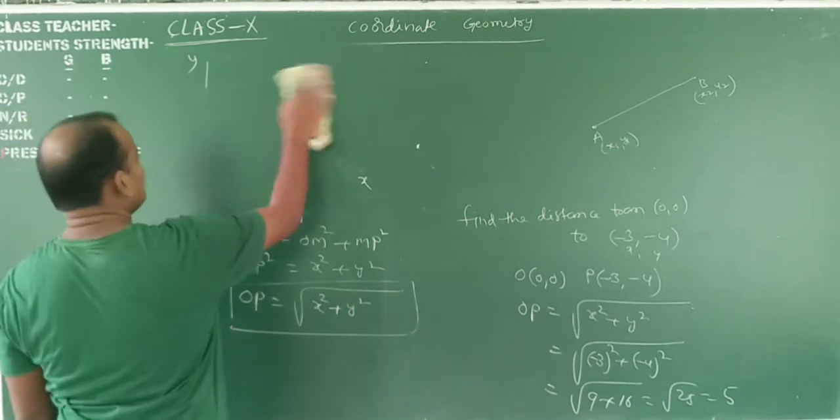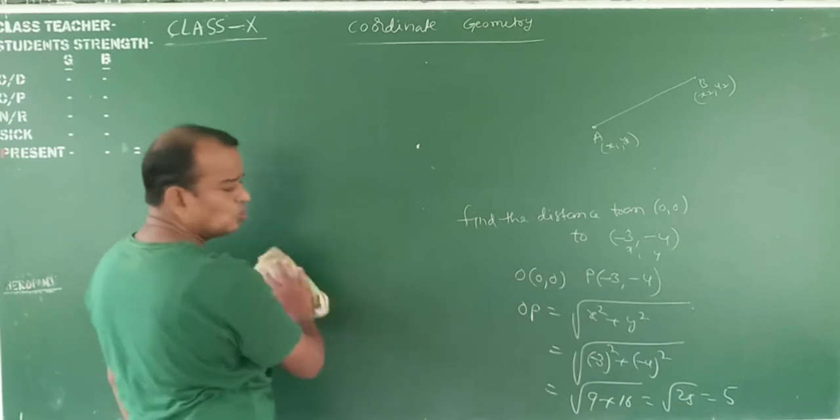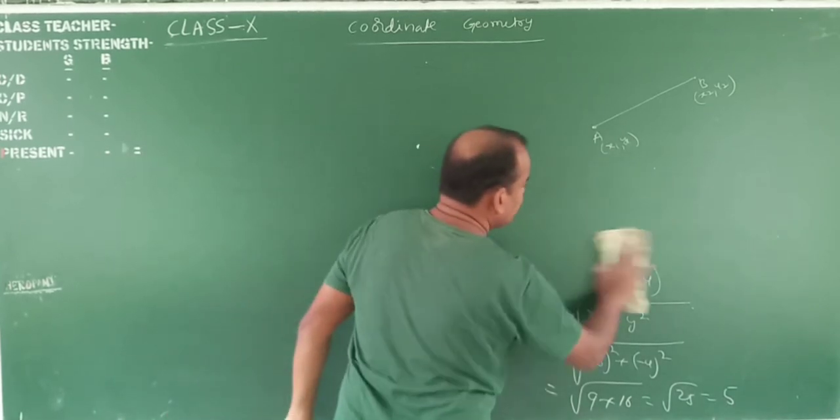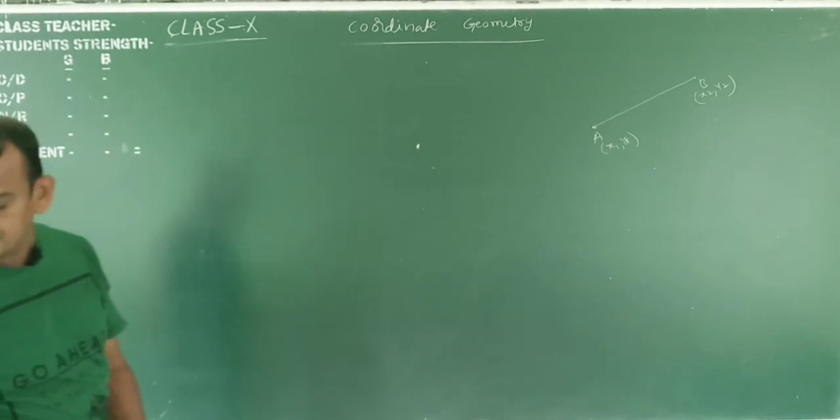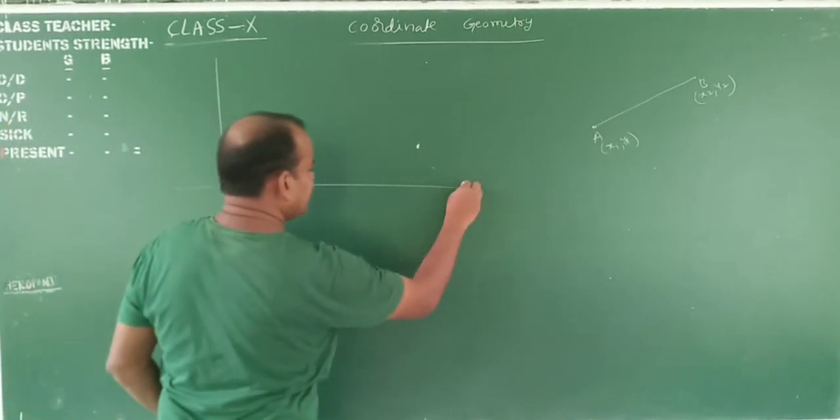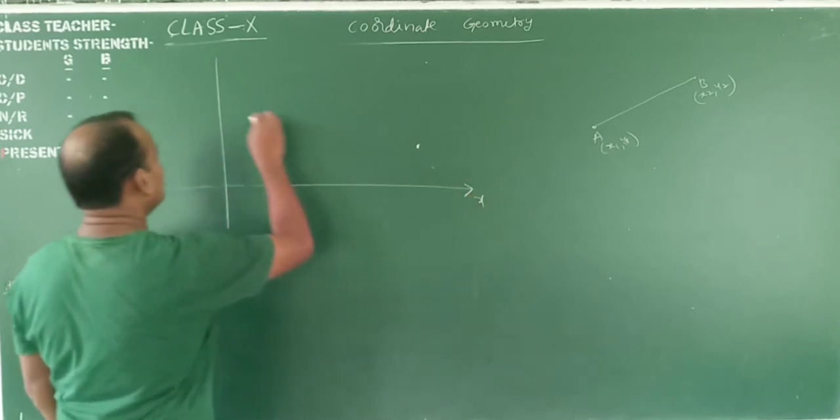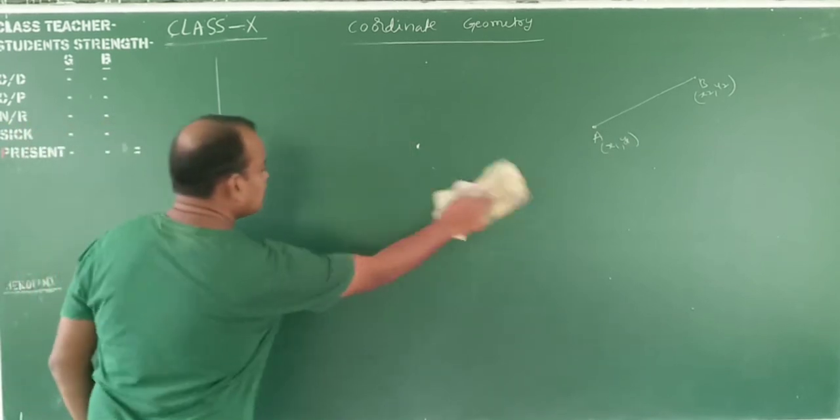Okay. Now we will go to the distance between the 2 points. How to do it? The 2 points are given. How to find the distance between the 2 points? Now we will simply take it. Listen carefully. If you have any doubt, please ask immediately, after completion of the class.